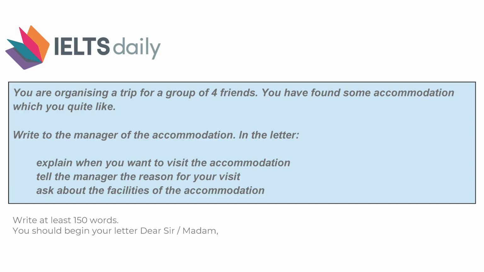All right, so coming up on the screen now, you will see the question, and I'm going to read that question to you. This question says, you are organising a trip for a group of 4 friends. You have found some accommodation which you quite like. Write a letter to the manager of the accommodation. In the letter, explain when you want to visit the accommodation. Tell the manager the reason for your visit. Ask about the facilities of the accommodation.